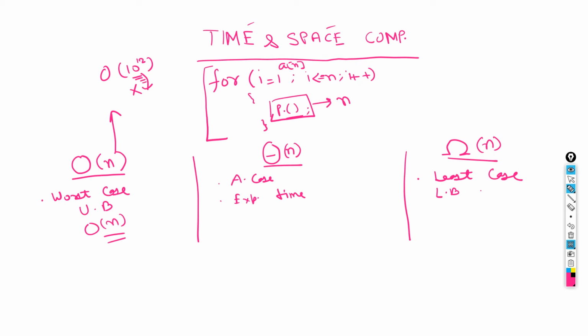Now when I talk about the least case, what is the least case in this scenario? The least case will also be n, because for any value of n, this will always run up to n. Let's say in case of n you put 2, this code snippet will run 2 times, or 3 times. So this is the least case also. So for this code snippet, we have omega of n as the least case time complexity.